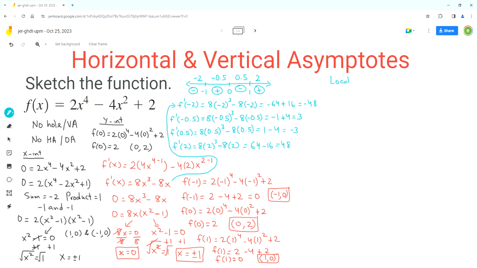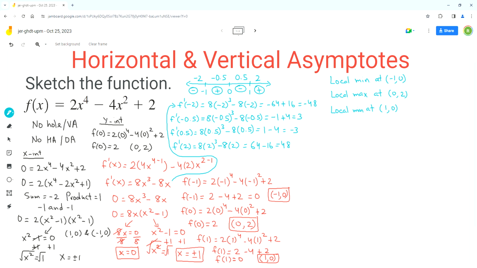So there is a local minimum at (-1, 0), because to the left side of -1 the function is decreasing, and to its right side the function is increasing. Now we can analyze the second critical point. At the second critical point there is a local maximum, at (0, 2), because the function is increasing on the left side of 0 and it's decreasing on its right side. And then there is a local minimum at (1, 0), because the function is decreasing on its left side and increasing on its right side.